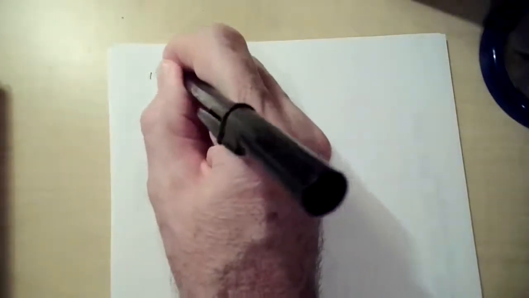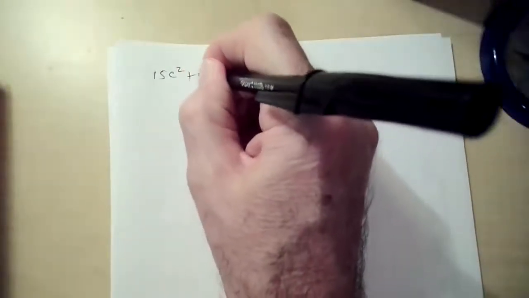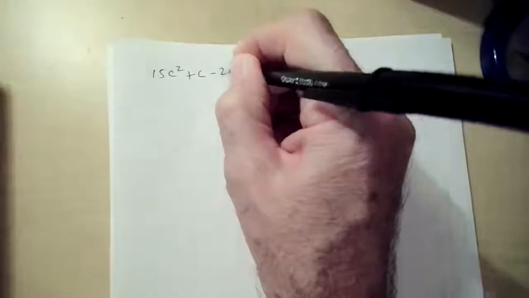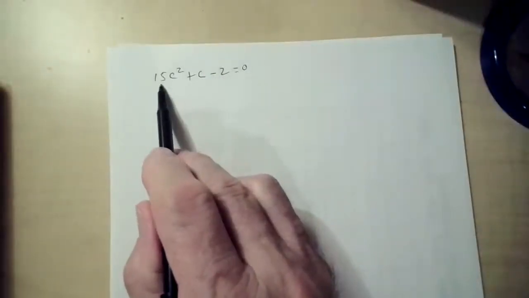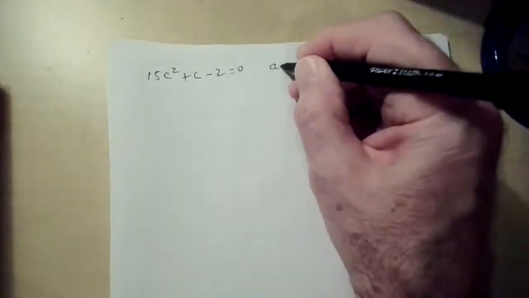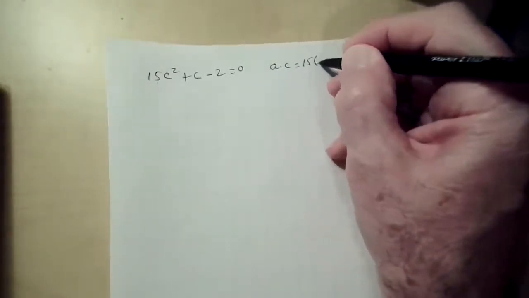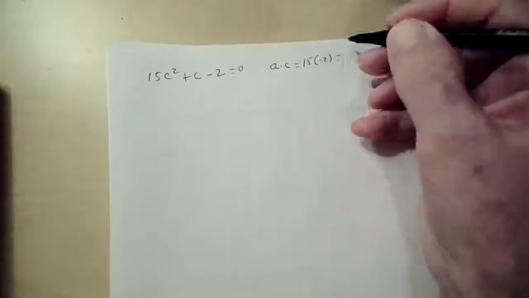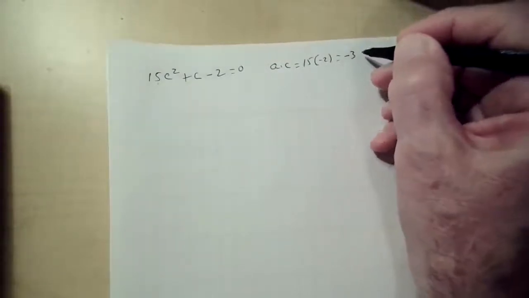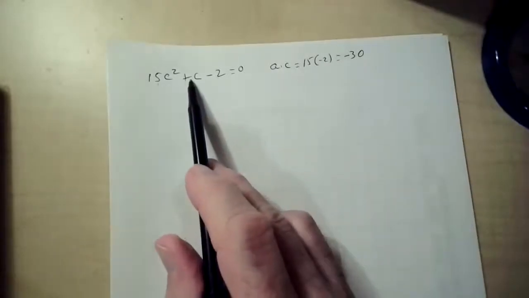I think we already did that one. 15c squared plus c minus 2 equals 0. Okay, now our a coefficient is not 1, so we have to multiply a times c, which is 15 times negative 2, which is negative 30.